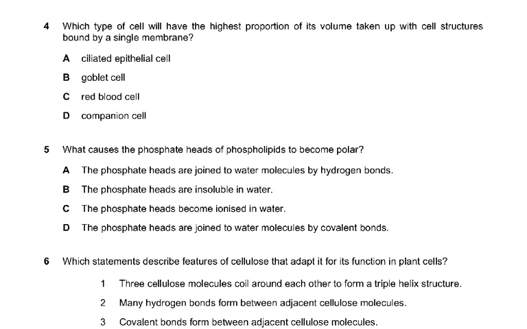Question 4. Which type of cell will have the highest proportion of its volume taken up with cell structures bounded by a single membrane? Ciliated epithelial cell, goblet cell, red blood cell, and companion cell. The answer is going to be a goblet cell. Why? Because goblet cells make mucus, and mucus is a glycoprotein.